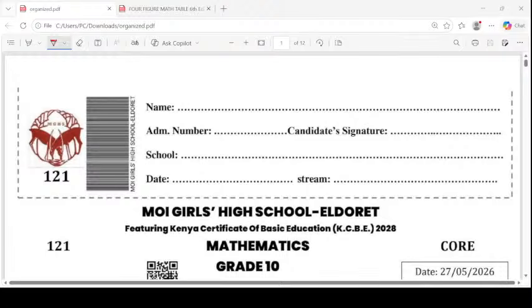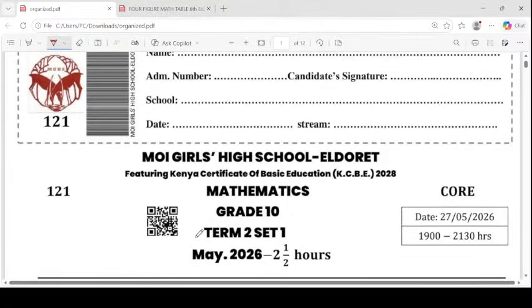Won't you visit? To discuss the grade 10 core mathematics exam from Moi Girls High School. The exam was tested in May of 2026. This is a very good paper to help us prepare for our upcoming mid term 2 examinations.